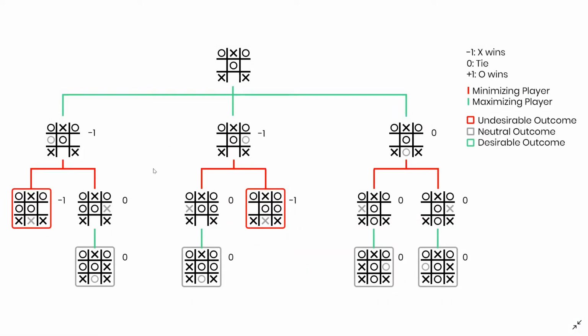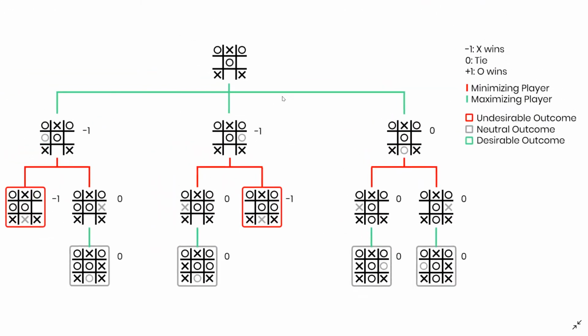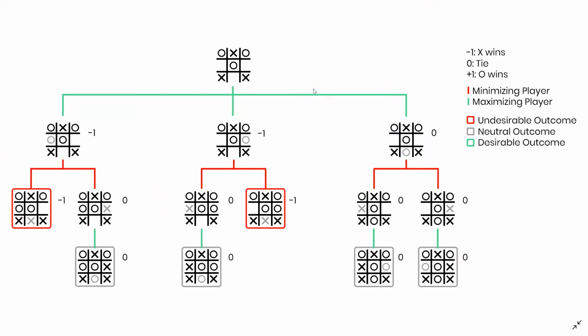So now let's mark that here: -1 for X winning, 0 for a tie, 0 for a tie, -1 for X winning, 0 for a tie, 0 for a tie again. Now we want to avoid these cases in which X is winning. I put these little boxes over here for desirable outcome, undesirable outcome, and neutral outcome. There are only undesirable and neutral outcomes here in this case.